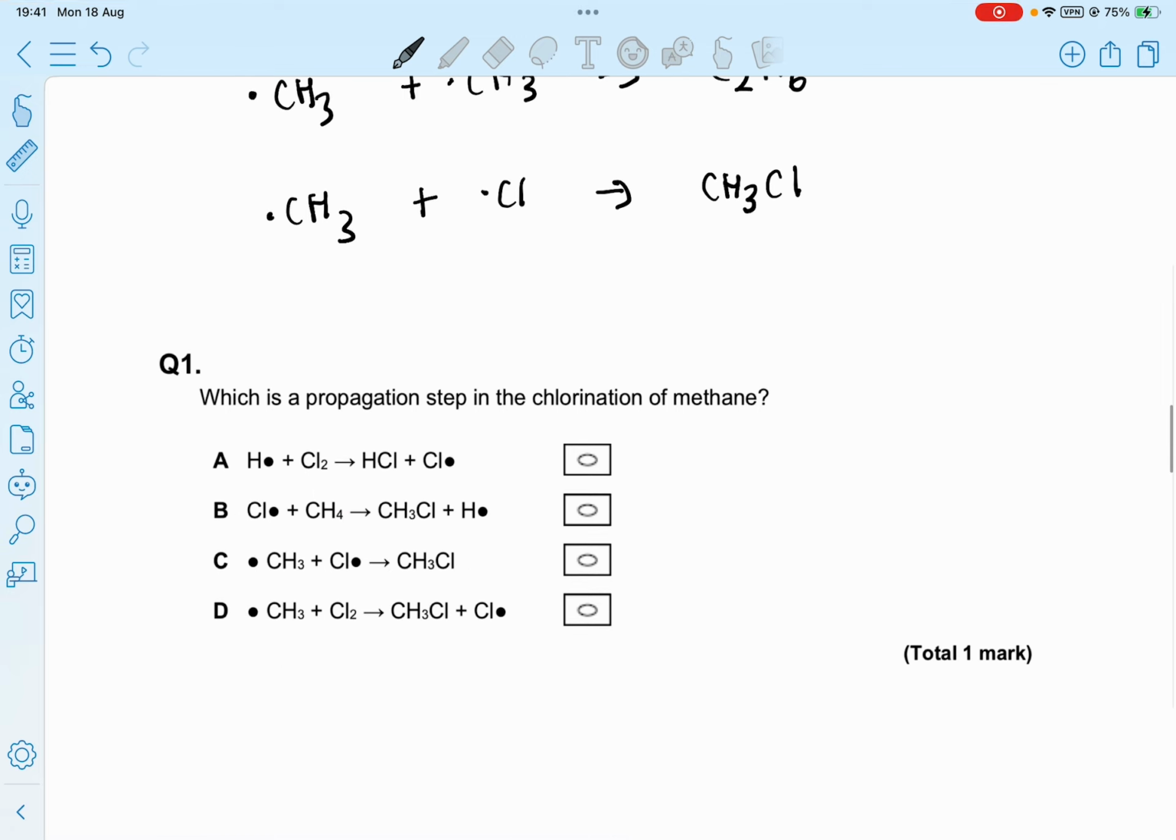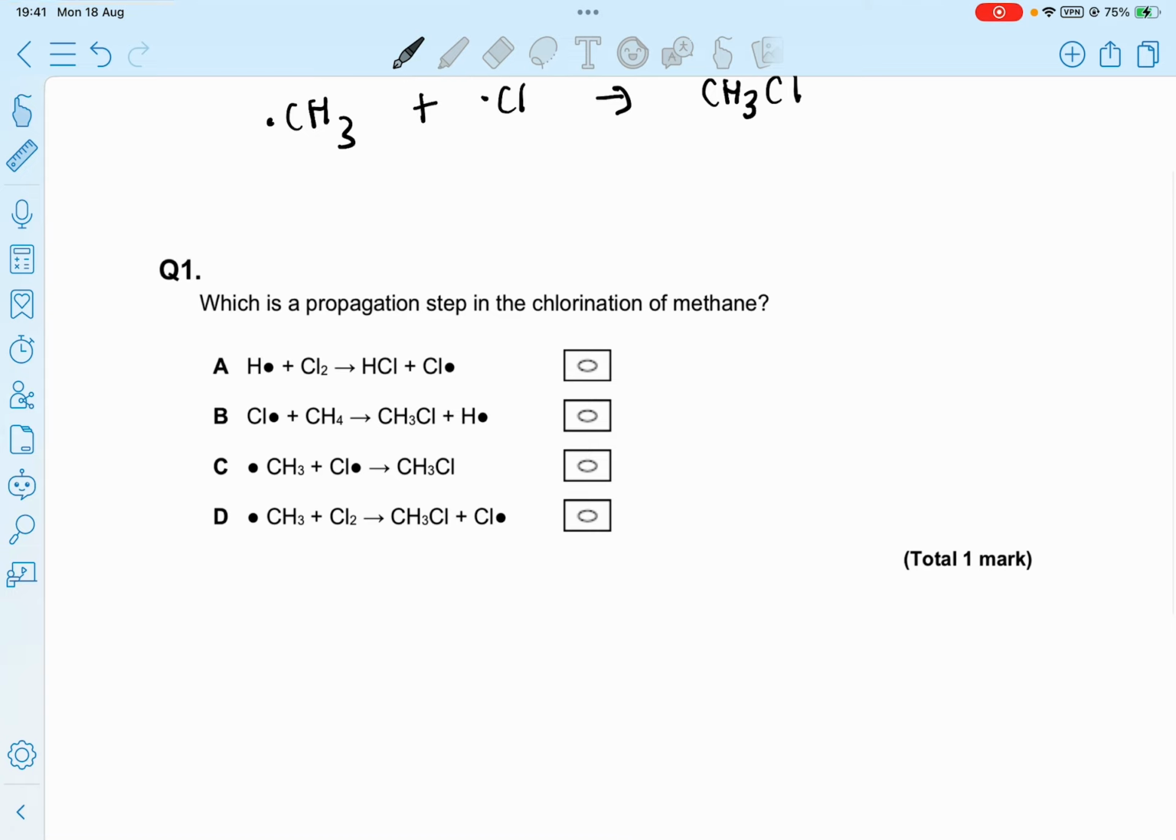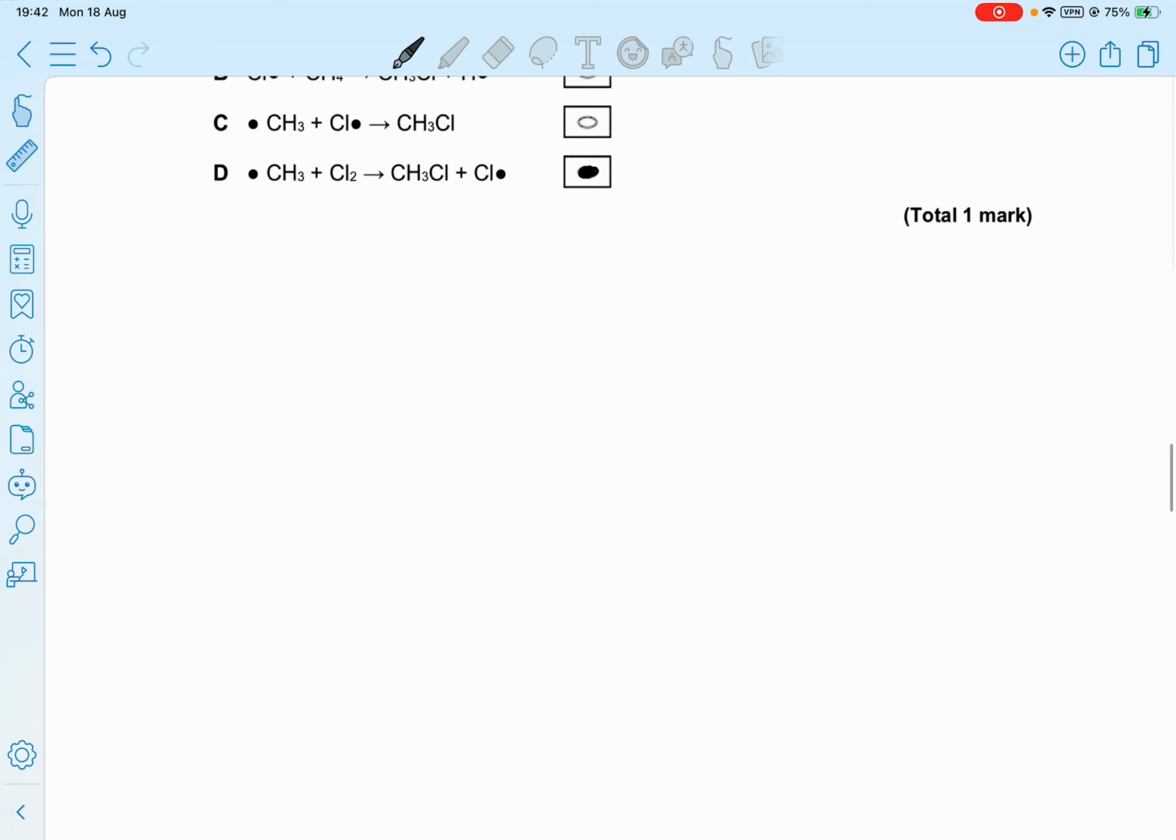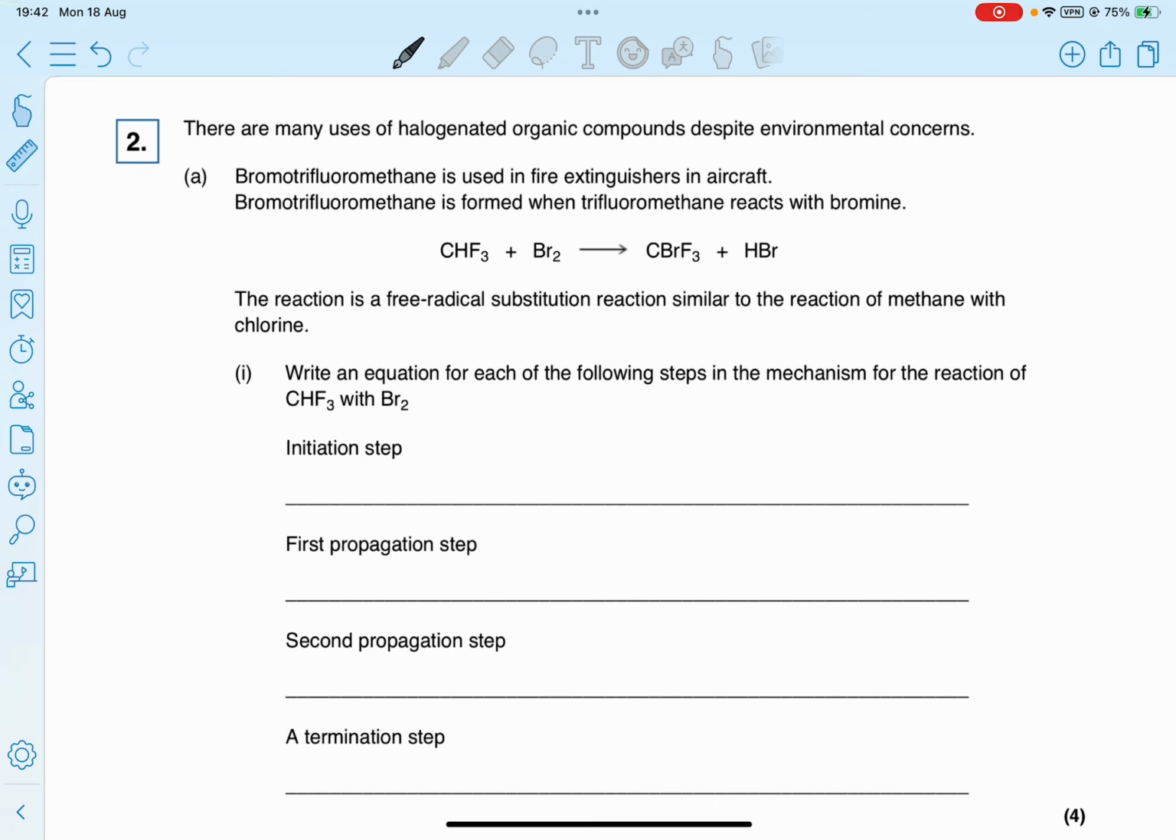Now, this is a practice question, and since we've just done it, which is a propagation step in the chlorination of methane? Well, we know that it should be this one. And here, let's do a practice question. It says bromotrifluoromethane is used in fire extinguishers in aircraft. Now the question, write an equation for each of the following steps in the mechanisms for the reaction of CHF3 with Br2. Now, the initiation step is definitely the easiest.